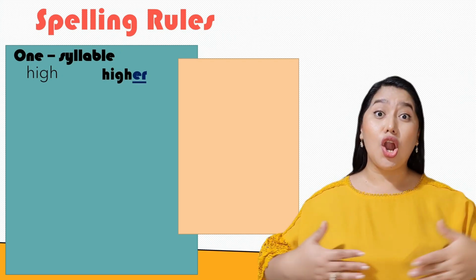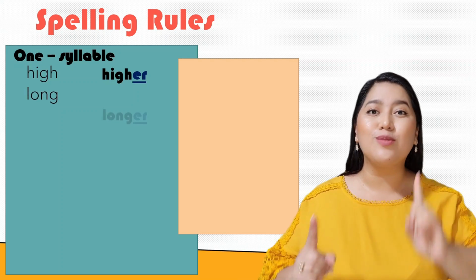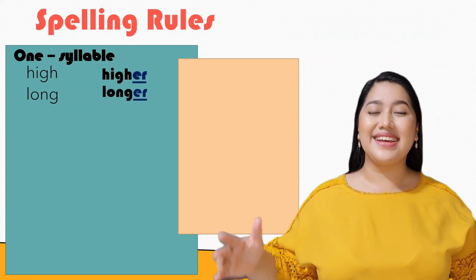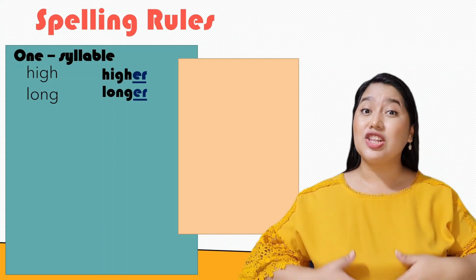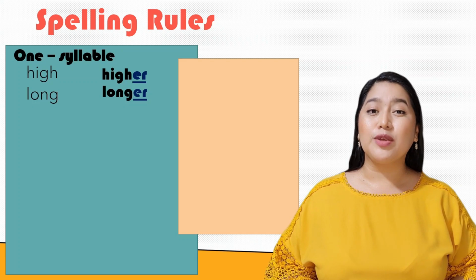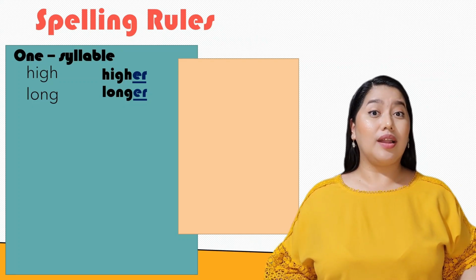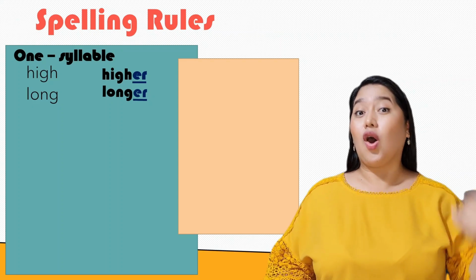Or look at the next example here. We have long. What happened with long? Only one syllable. Well, long becomes longer. Yes? Or, for example, you can use something like tall. And we have tall, taller.